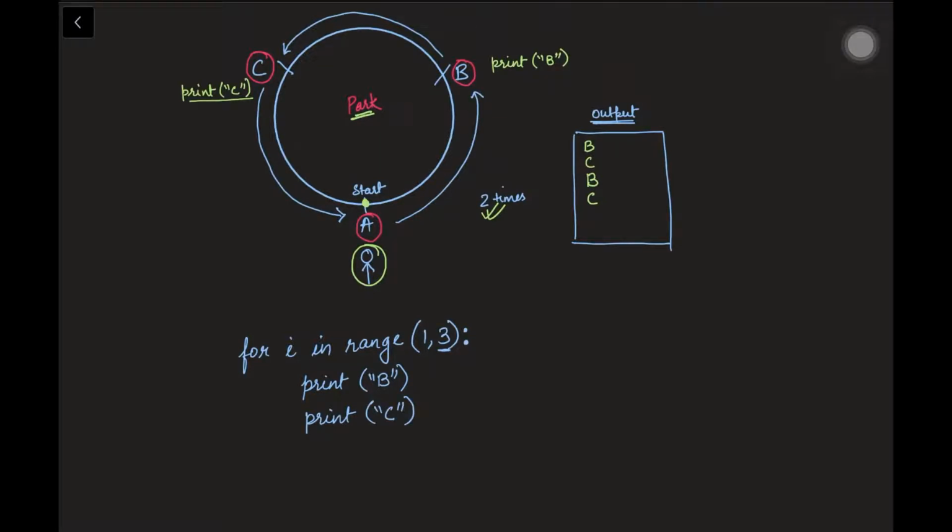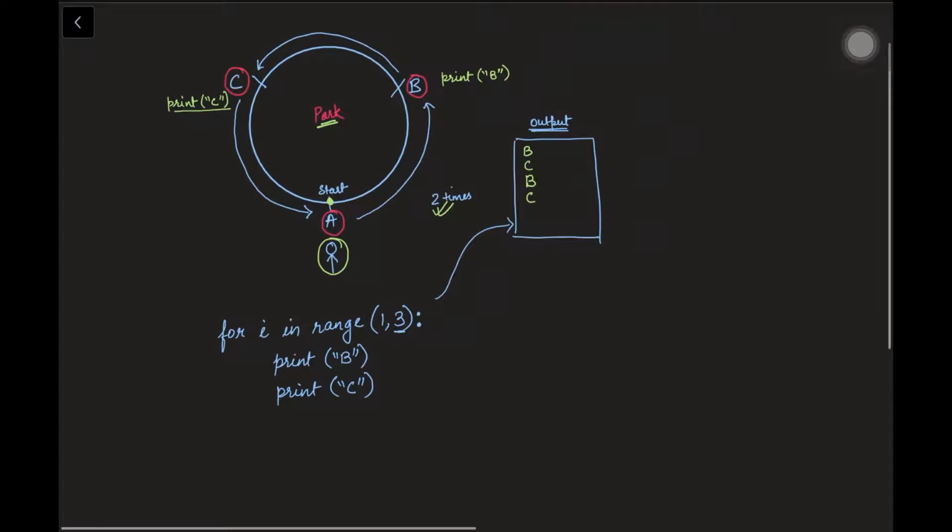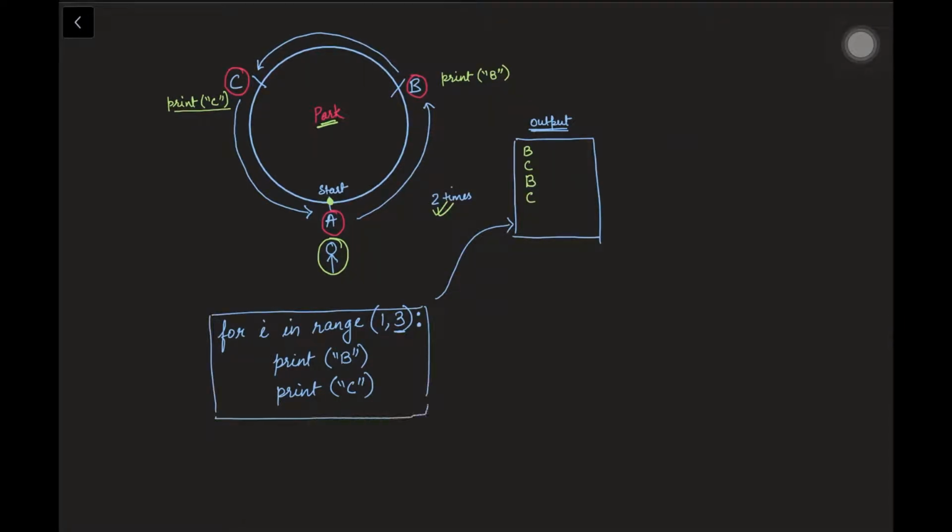So now if we write these 3 statements, these will give us the same output, that is BC BC. Now this was done using a for loop. Now the same thing we can do using a while loop.